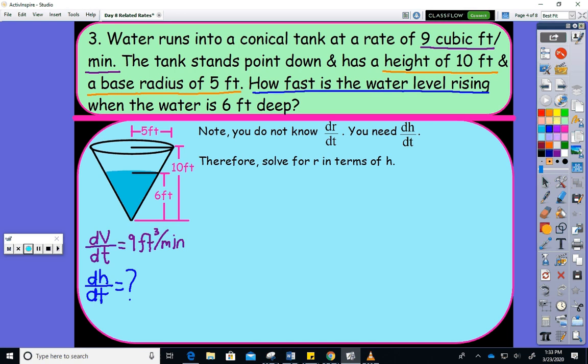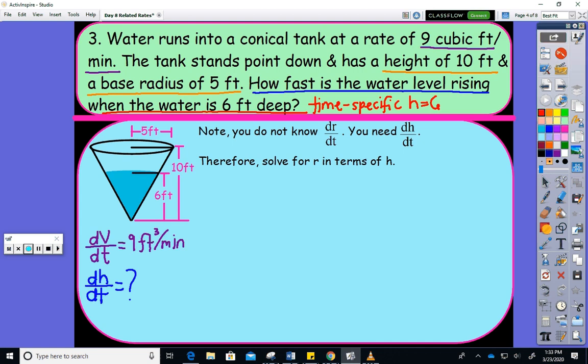So when it says when the water is 6 feet deep, this is your time-specific question. That's your time-specific information. So remember, anything that's time-specific, you do not insert until after you take the derivatives, okay? So I can't put that in at first because if the water's flowing into the tank, the height of the water level is changing with respect to time, which means the radius of the circular surface of the water is also changing with respect to time.